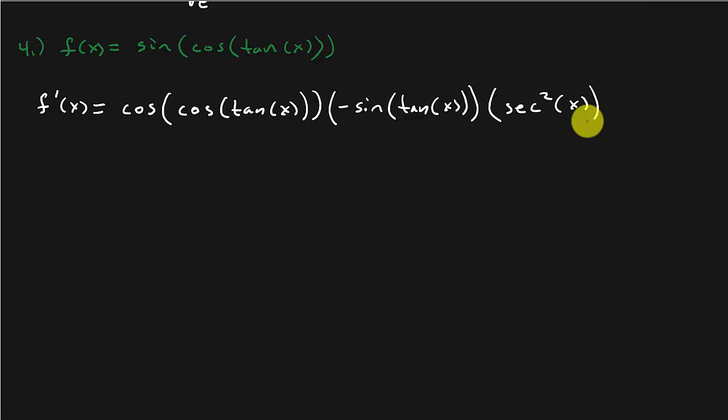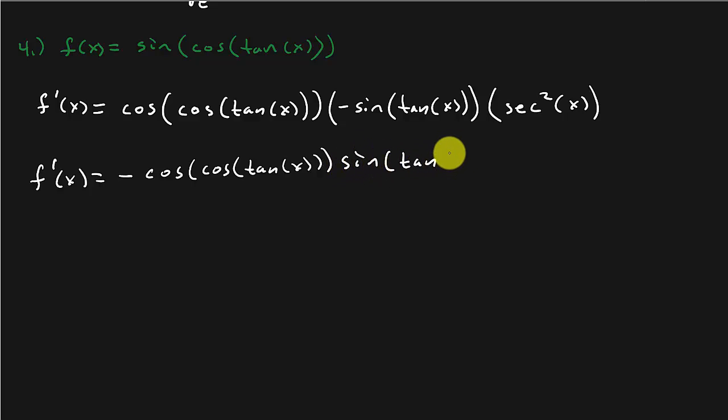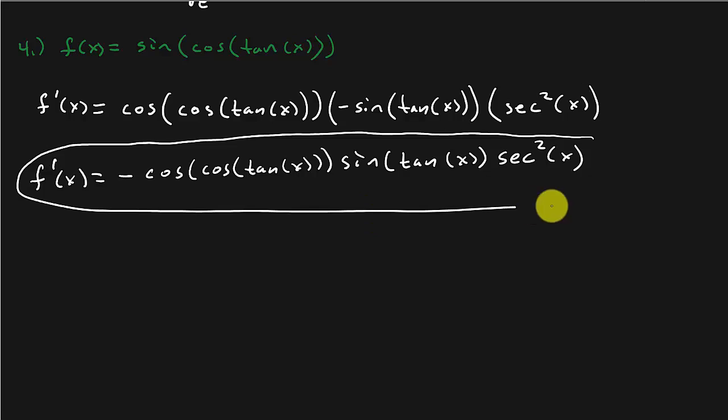And so I get f prime of x is equal to negative cosine of tan x, sine of tan x, secant squared x. And that's your answer right there. All right. So, I mean, that one's not too bad. You've got to think about it a little more. It's a little messier, but it's not bad at all.